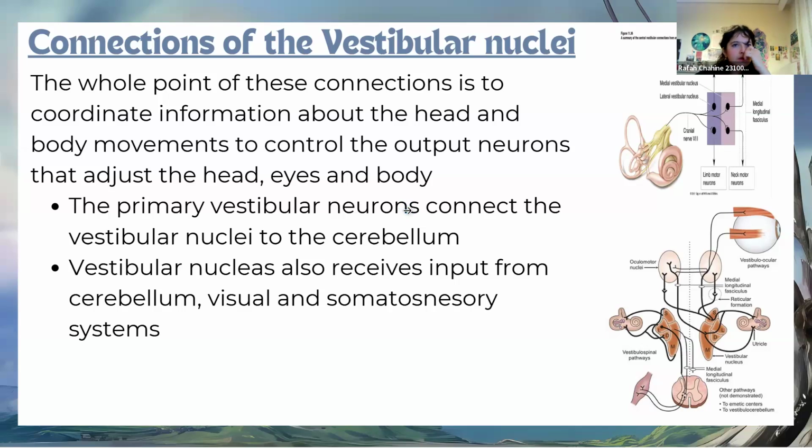Let's understand that. First of all, the first thing we need to appreciate is that we have primary vestibular neurons. You know how we said that we have the vestibular nerve and the cochlear nerve, and they eventually come together as the vestibulocochlear nerve. Let's just talk about the vestibular nerve alone. The first place these nerves are going to go is the vestibular nuclei. We have dorsal, lateral, medial, and so on. The primary vestibular neurons are going to connect the vestibular nuclei to the cerebellum.